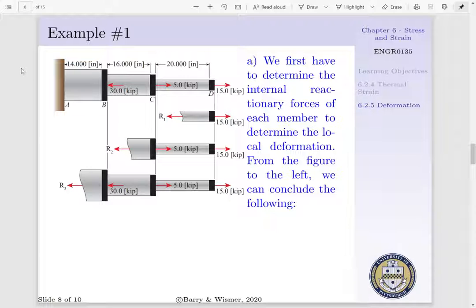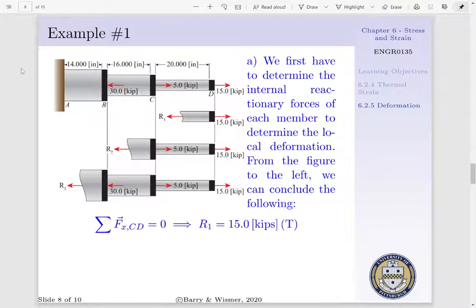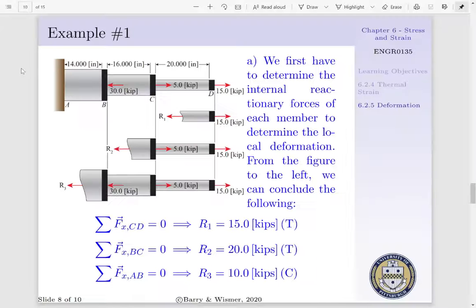From the figure to the left, we can conclude the following. If we cut member CD anywhere between our 2 rigid plates, we see R1, our internal reactionary force, has to be equal to 15.0 kips, and this member is going to be in tension. If we cut member BC anywhere between B and C, we see that R2, our internal reactionary force, has to be equal to 20.0 kips, and this member is also going to be in tension. Lastly, if we cut member AB anywhere between A and B, we see our internal reactionary force, R3, is going to be equal to 10.0 kips, and this is going to be a compressive loading state.